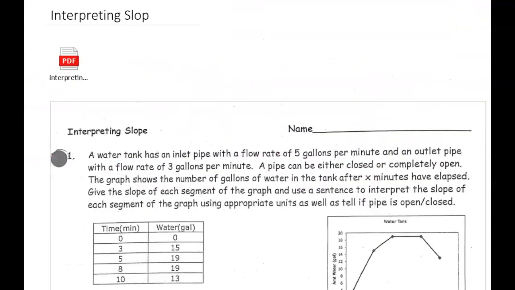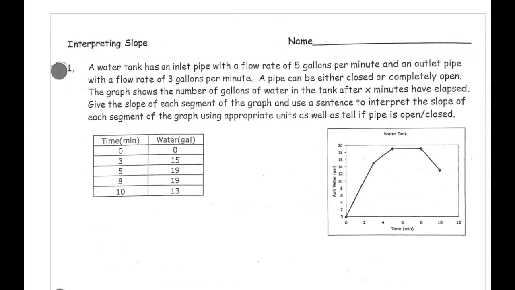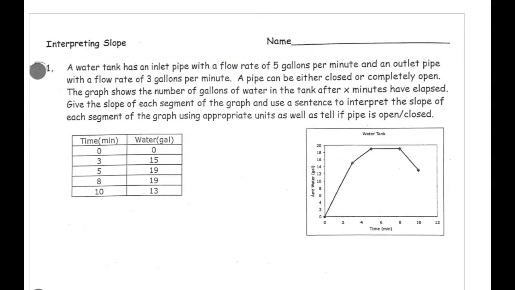And we have interpreting slope, or as I wrote it, interpreting slop, but we'll just ignore that. So these are kind of cool. So this first one, we have a water tank. It has an inlet pipe, so the water's going into the tank with a flow rate of 5 gallons per minute. And then there's an outlet pipe, which is the water's flowing out by 3 gallons per minute. So the inlet is going to be a positive 5, and the outlet pipe is going to be thought of as a negative 3 because it's decreasing.